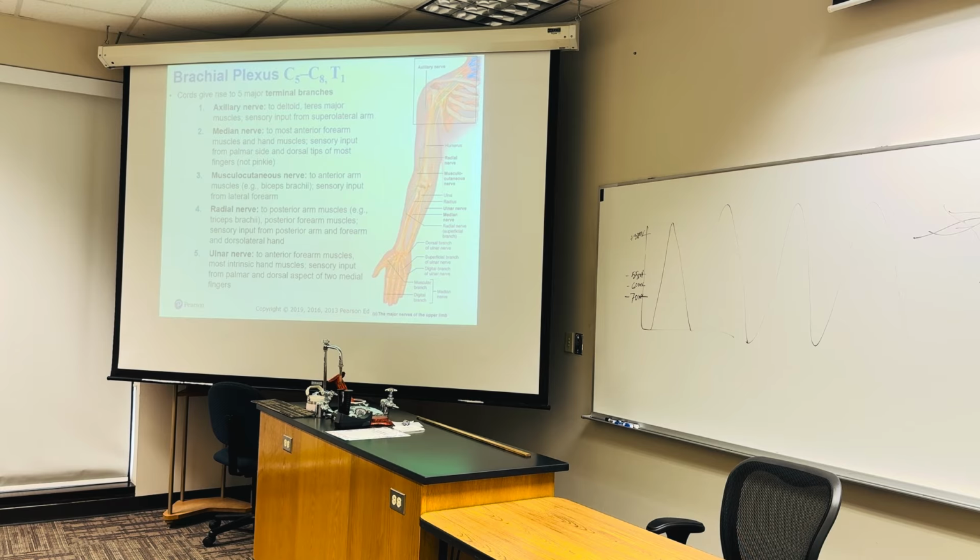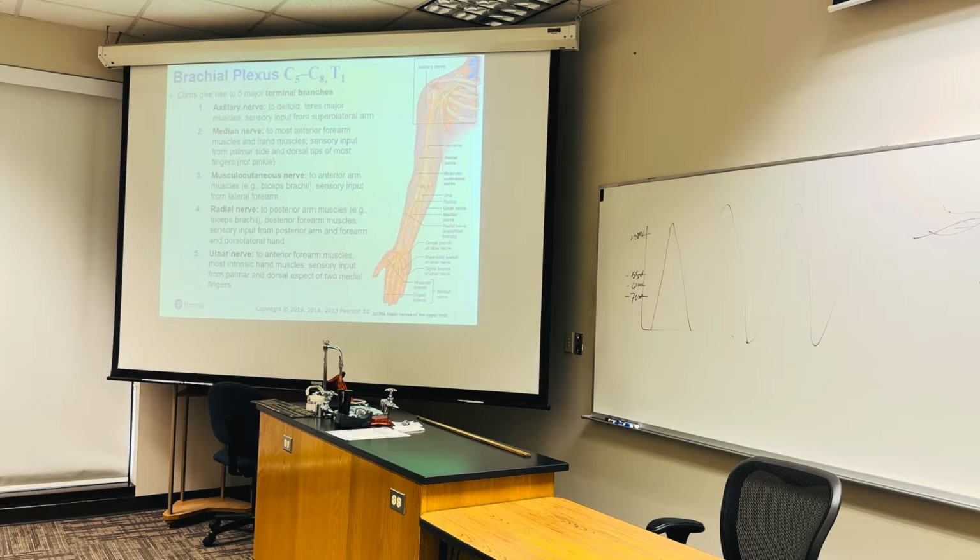Now, the biggest one, your brachial plexus. It has five major nerves. So first of all, you have the axillary nerve, which is going to innervate your deltoid muscle, right? Shoulder muscle. Not only deltoid, but also teres major, with sensory input from the superolateral arm. What about the median nerve? Your median nerve is going to innervate most of your what? Forearm muscle and hand muscle, with sensory input from the palmar side and dorsal tips of most fingers.